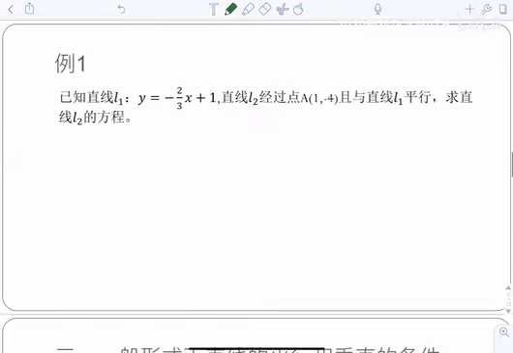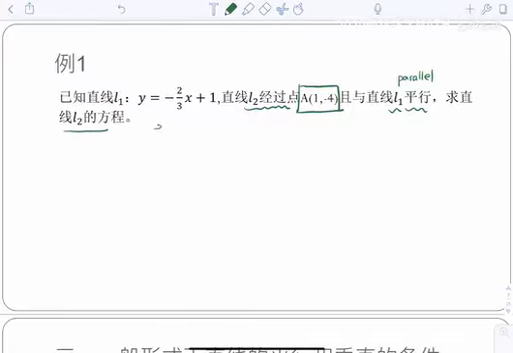So let's see an example. It tells you the straight line L1: y equals minus 2/3 x plus 1. And it tells you L2 passes through this point A (1, minus 4), and it is parallel to L1. So we want to know the equation of L2.